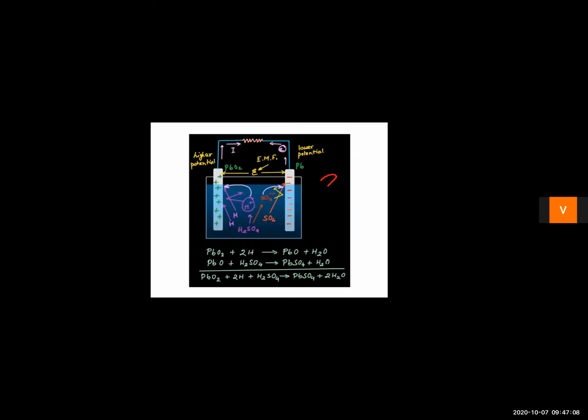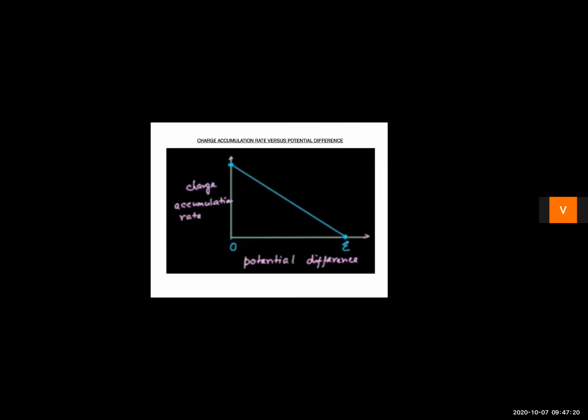Okay, children. Now, we saw that initially when the plates of the cell were inserted in the electrolyte, that is H2SO4, the reaction started. That we know. That is H2SO4 got split into two H plus ions and one sulfate ion, right? This we know. So because of this, the charge accumulation started.